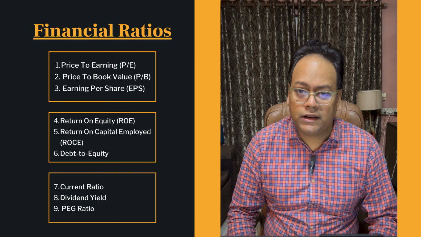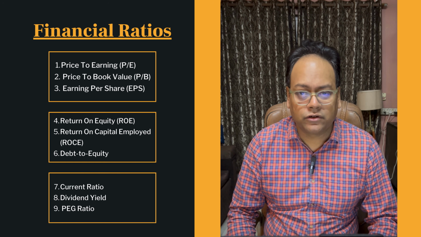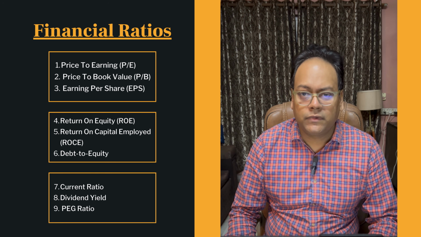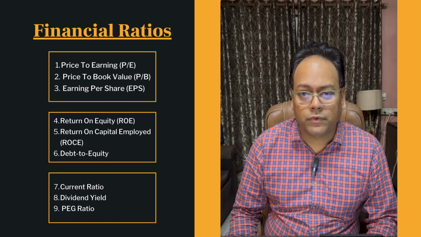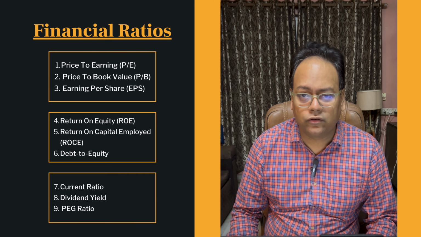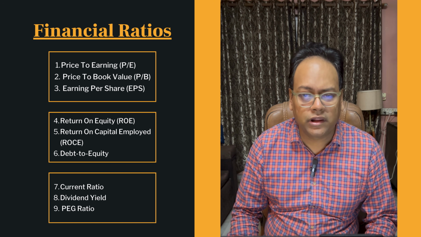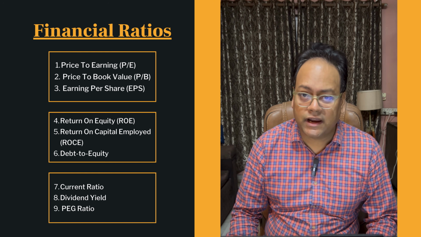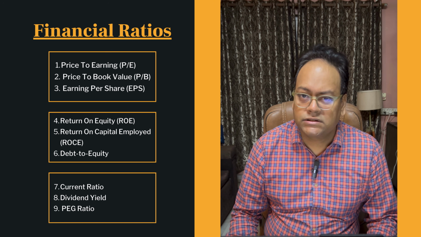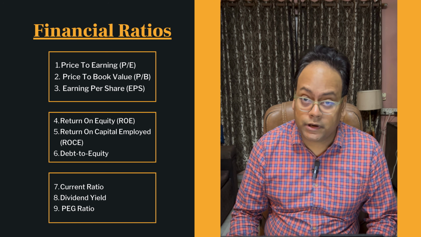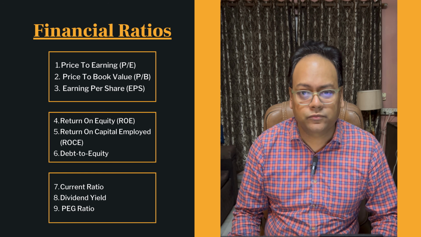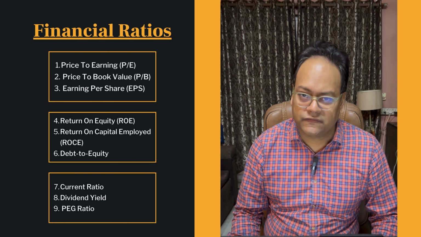So, those were the 9 important financial ratios that can help you analyze a company's health from different angles. Remember, no single ratio can tell you whether the company is a good investment or not. PE and PB ratio help you understand valuations. EPS tells you about earnings per share. ROE and ROCE help you analyze profitability and efficiency.